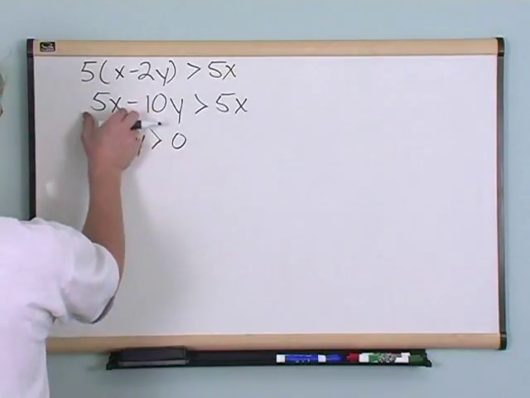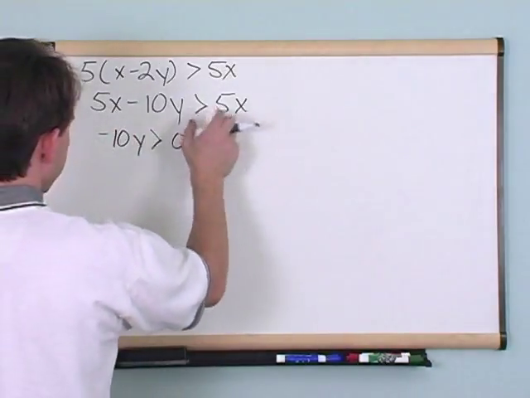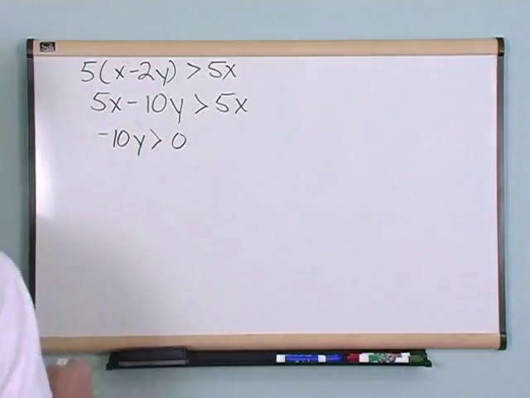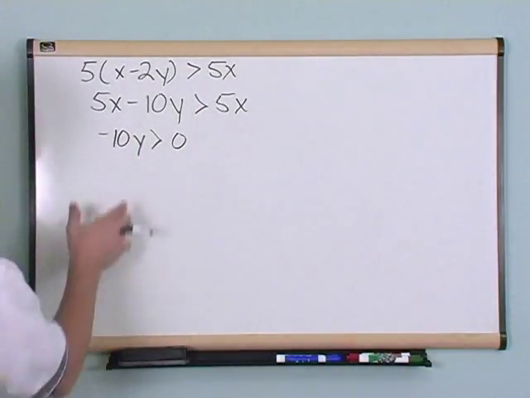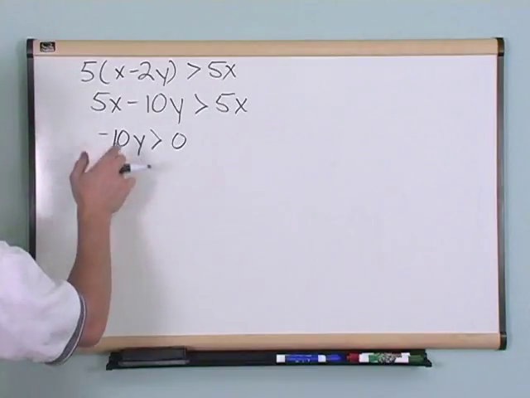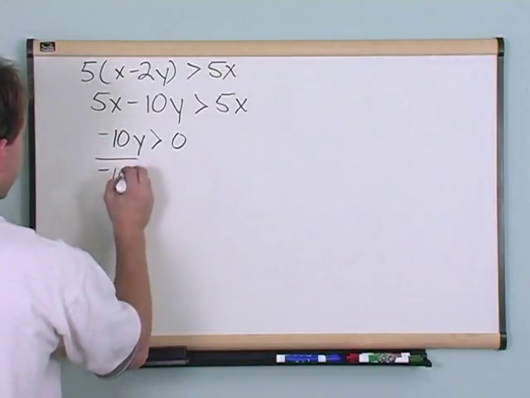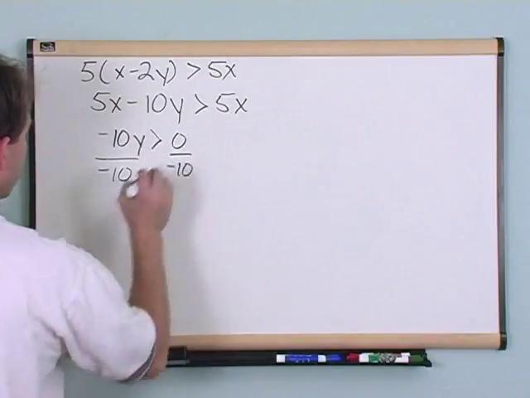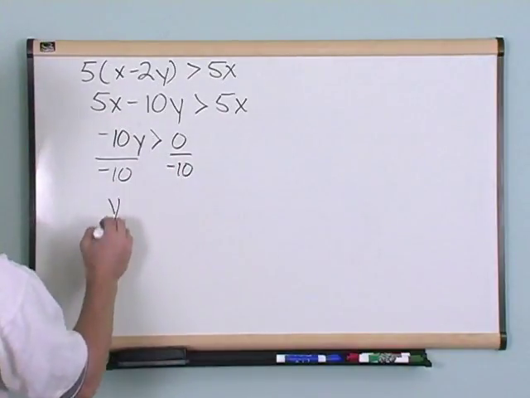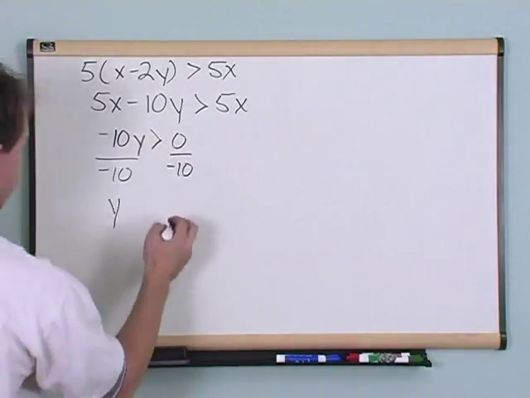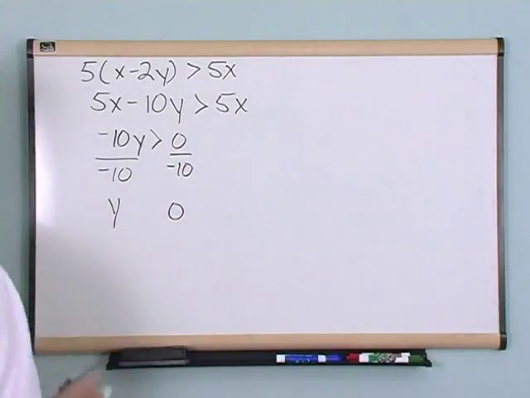So I move that over, subtract 5x, that gives a 0. Subtract 5x from both sides, I get a 0 here. I want to get y by itself, so in order to do that, I need to divide by negative 10. So all I do is I divide both sides by negative 10. On the left I get y. On the right I get 0. 0 divided by anything, 0.